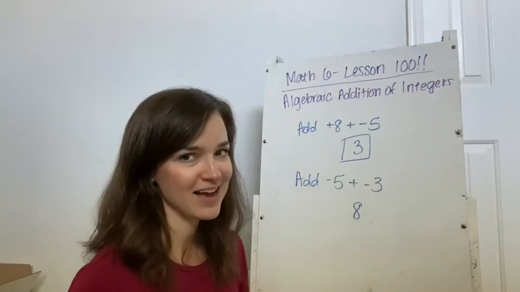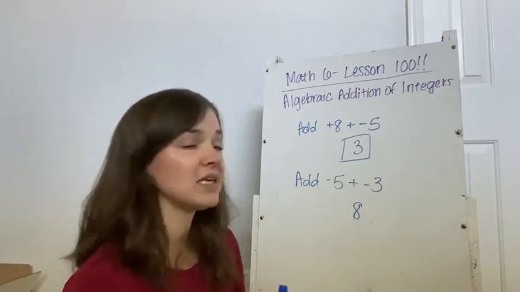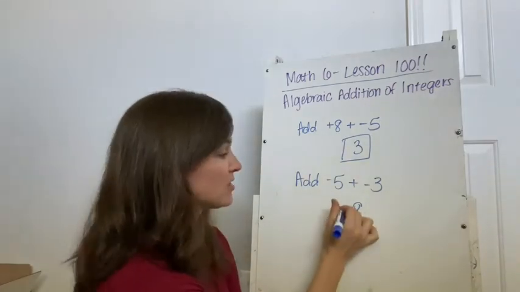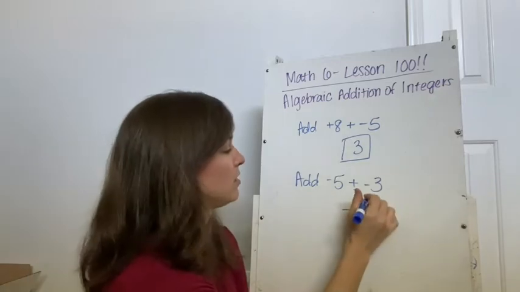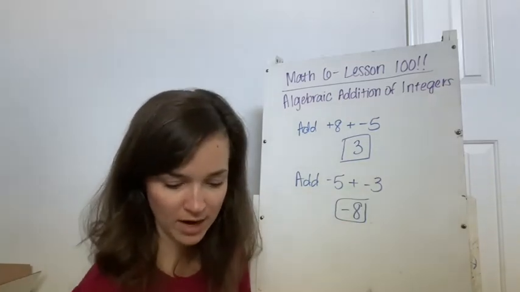Now we think about the sign. So when they're the same, we add the numbers and we keep the sign. So if they were both negative to start with, our answer is also going to be negative. So we end up with a negative 8 here. Awesome. All right, let's keep going.